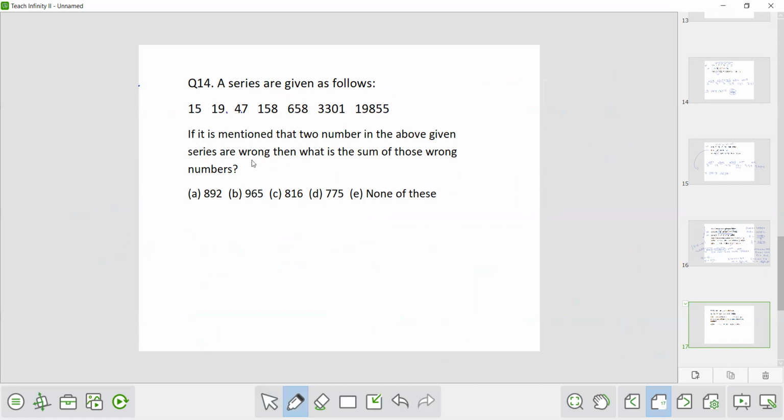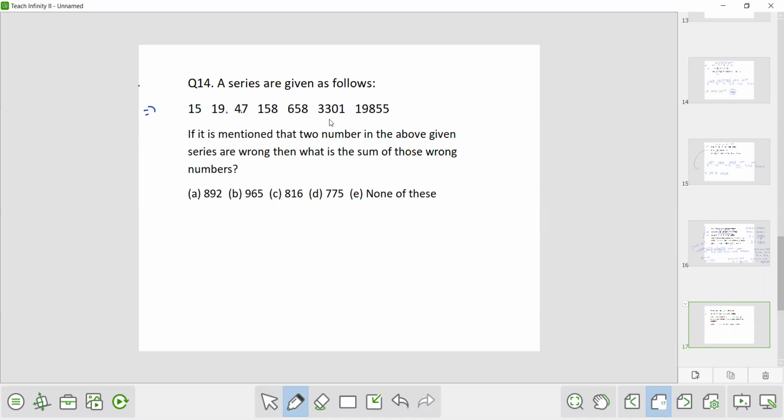Now, if it is mentioned that two numbers in the above given series are wrong, then what is the sum of these wrong numbers? Okay, so here in this series, two numbers are wrong. So we have to identify what are the wrong numbers here in the series, and then we have to add those two wrong numbers. So again, the concept will remain the same.